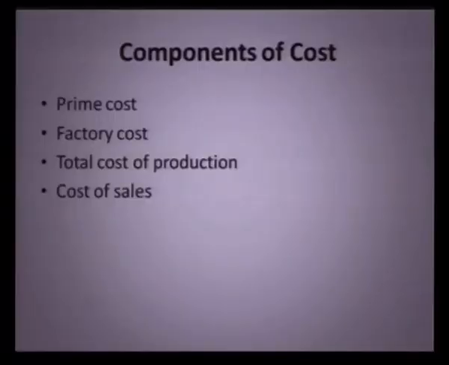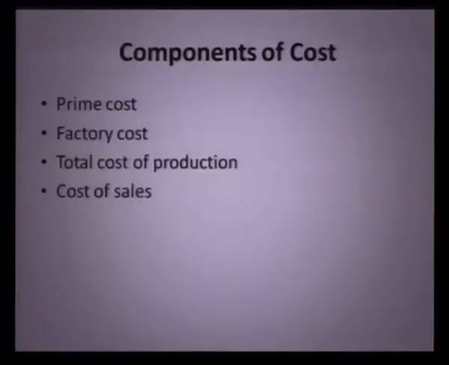Then come selling and distribution overheads. These are the overheads which occur at the last stage, when we supply and deliver the goods to the customer at the last end. So, these expenses occur. So, you mean to say that overall this can be divided into 4 broad categories at the time of calculating the cost sheet.